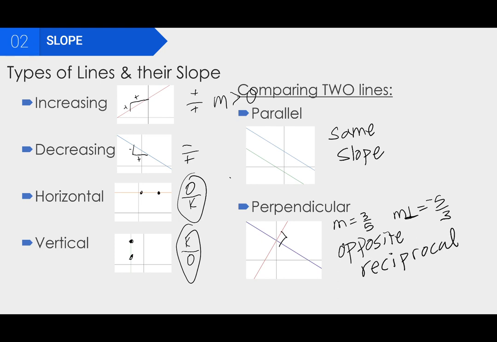Any other two slopes that don't fall in these two categories, they're not the same, they're also not opposite reciprocals. Those are just intersecting lines. They're not going to meet at a 90-degree angle, and they're also not parallel. They just intersect at some other angle.